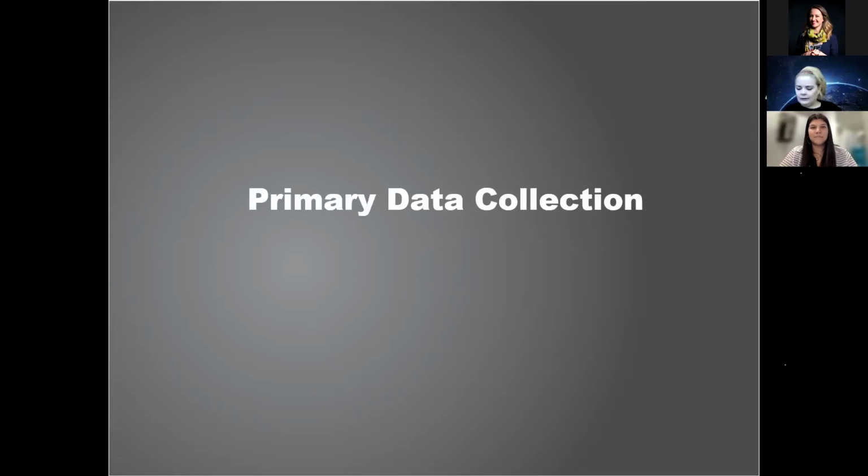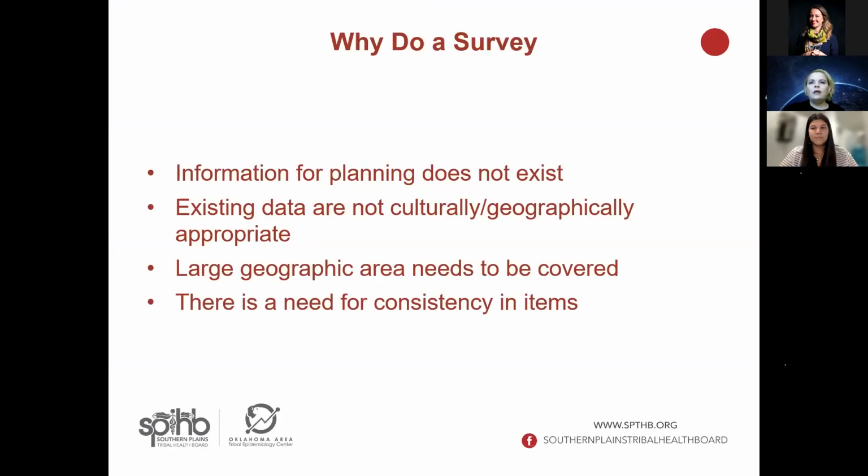So let's talk about primary data collection. When existing data sources don't exist, like I talked about, those gold standards of data, sometimes we have to collect our own data. One of the things that we can do is do a survey. And why do we do a survey? Information for planning doesn't exist, or like I said, it can exist, but it's not culturally or geographically appropriate. And that's one of the reasons, like I said, why we've adapted for the tribal Burfus.